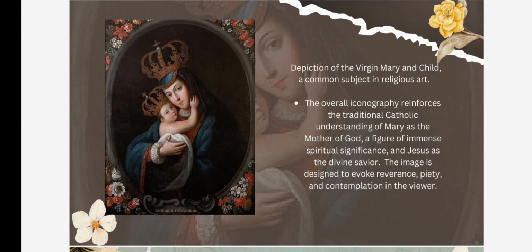In this slide is the example of iconography. It is the depiction of the Virgin Mary and child, a common subject in religious art. The overall iconography reinforces the traditional Catholic understanding of Mary as the Mother of God, a figure of immense spiritual significance, and Jesus as the divine Savior. The image is designed to evoke reverence, piety, and complacency in the viewers.